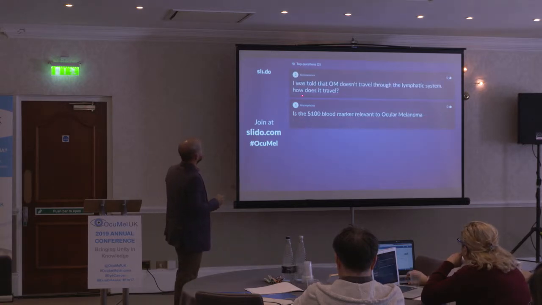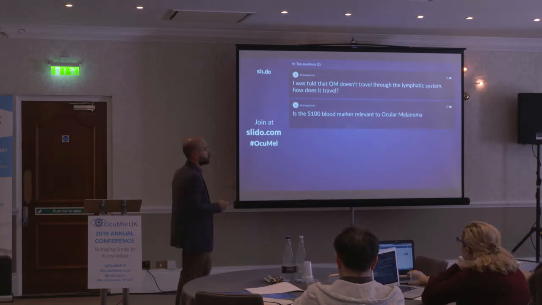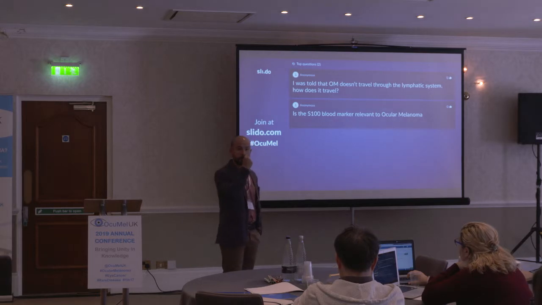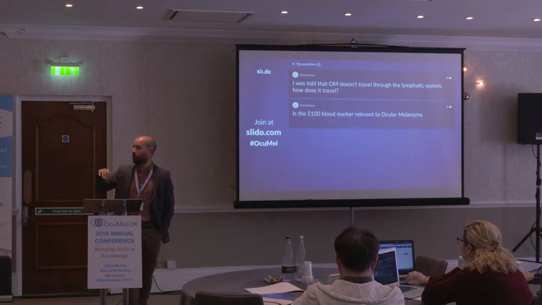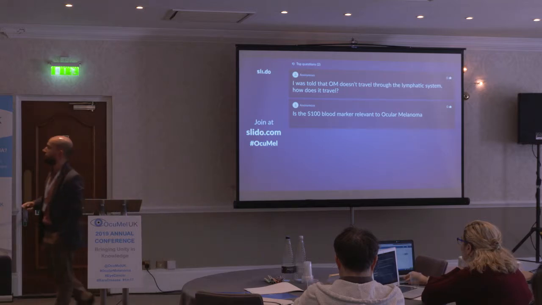I was told that ocular melanoma doesn't travel through the lymphatic system. How does it travel? Through the blood system, the circulatory system. So there are two roadmaps: the lymphatic system and the blood system.